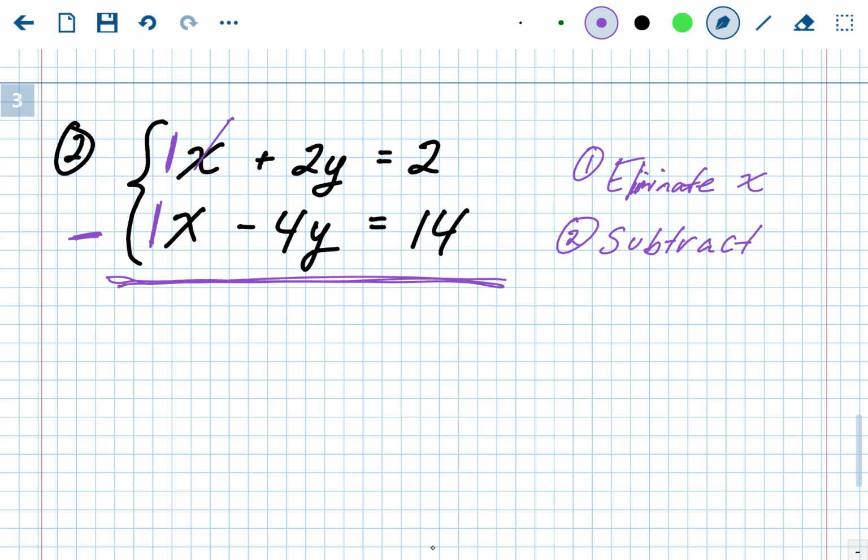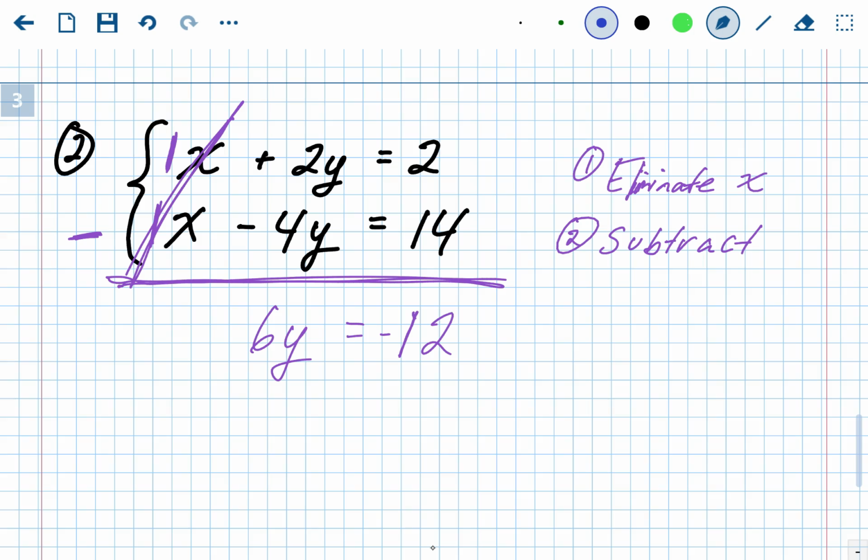1x minus 1x eliminates. Careful with the subtracting though. Subtracting, a lot of people mess up. We got 2y on top minus negative 4y on the bottom. So 2y minus negative 4y is 6y. Okay. And then 2 minus 14 is negative 12. So again, be a little careful when you're subtracting, especially subtracting negatives.